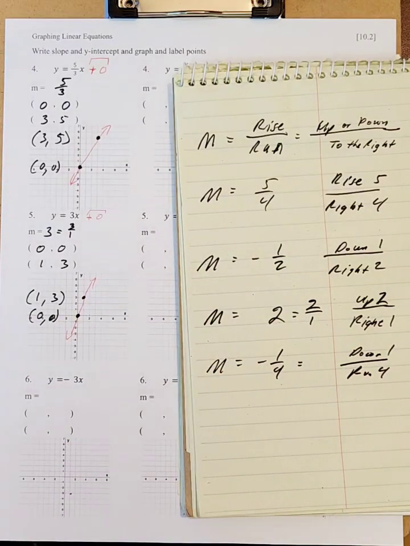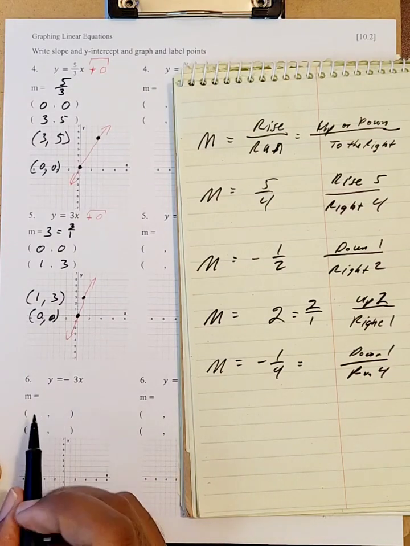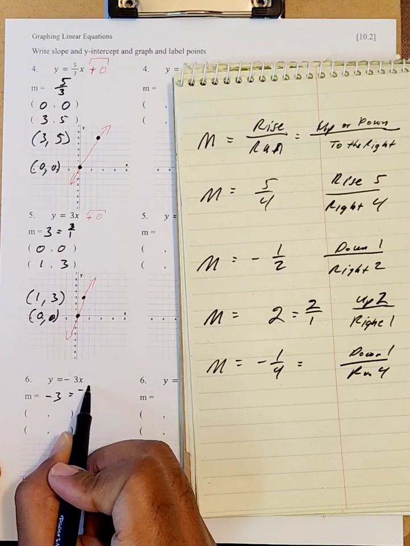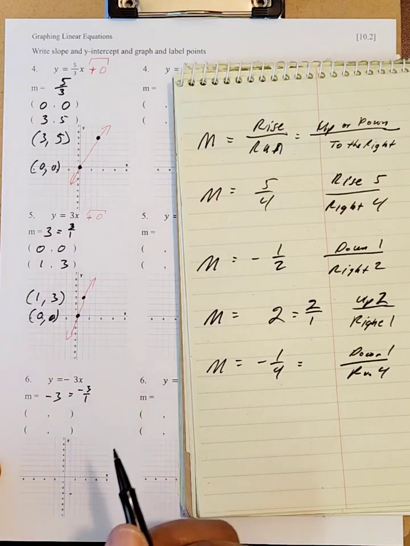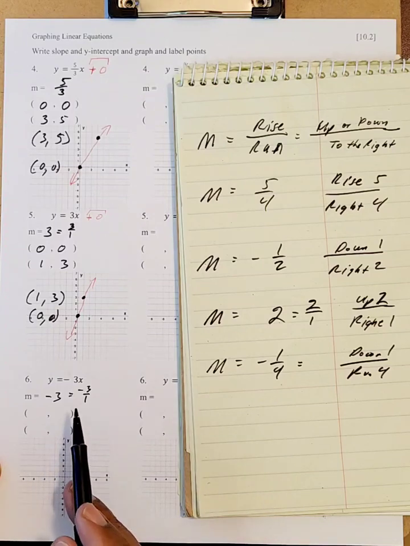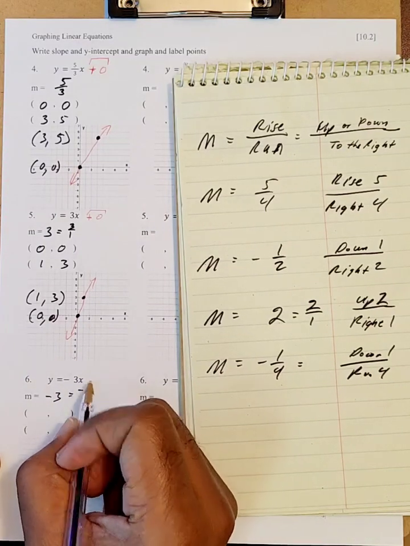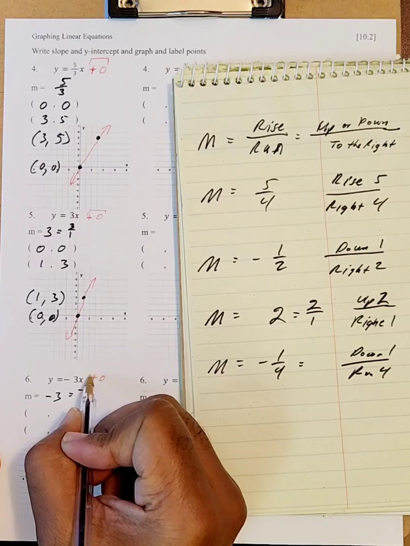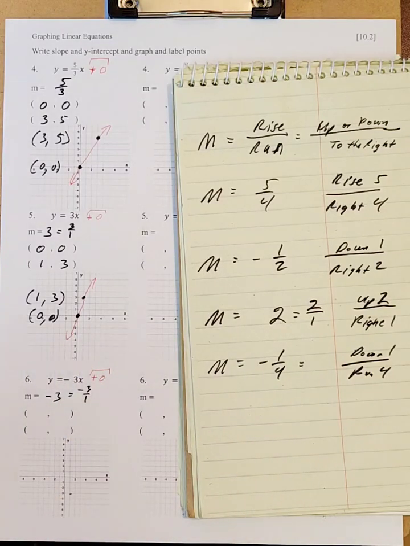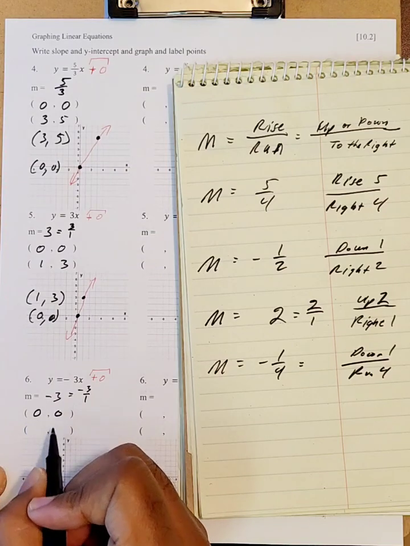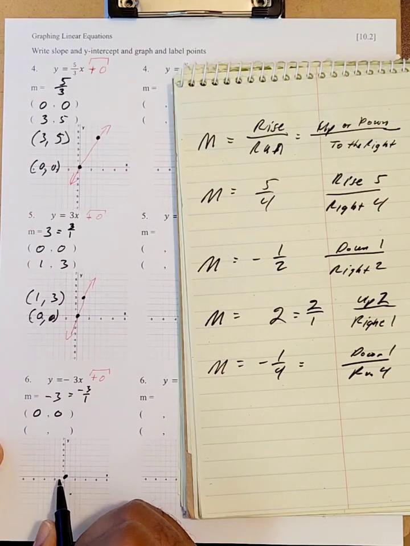Okay, number 6. We have y equals negative 3x. That means our slope is negative 3. And this can be converted to a negative 3 over 1. So we're going to go down 3 over 1. Now, since there's no constant term here, we will treat it as plus 0. Missing terms we'll treat as plus 0. So our y-intercept is 0, 0. And there it is, 0, 0.